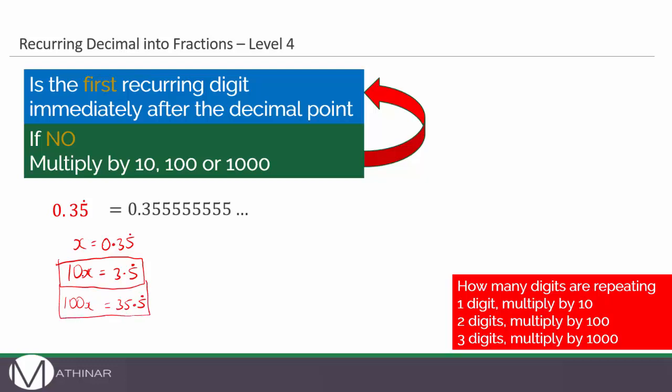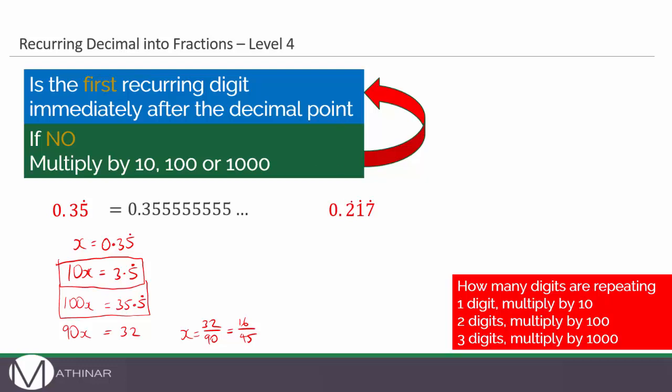So 100x take away 10x gives you 90x. And 35.5 recurring take away 3.5 recurring gives you 32. And then if you divide both sides by 90, we get x equals 32 over 90. Both of these are even, so we can divide them both by 2, giving us 16 over 45 as your final answer. Now let's try another one of these before I give you a chance to do your own.